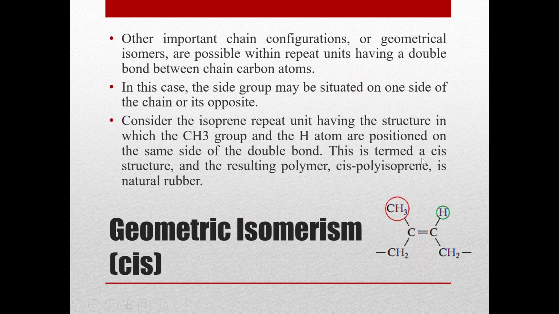So this is an isoprene repeat unit where we have a double bond between two carbon atoms, and one can see the CH3 group is arranged here along with the H atom, whereas on the other side it is CH2 groups, both are there on the same side, whereas CH3 and H are on this side.